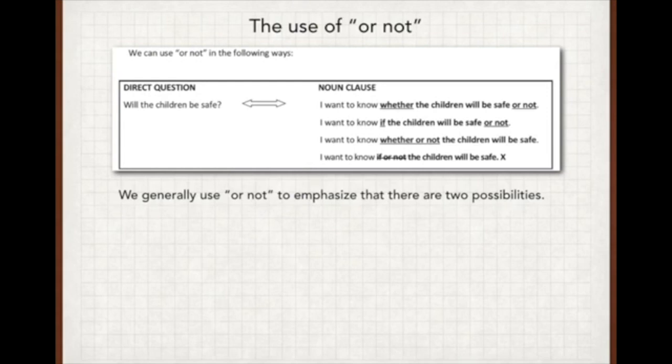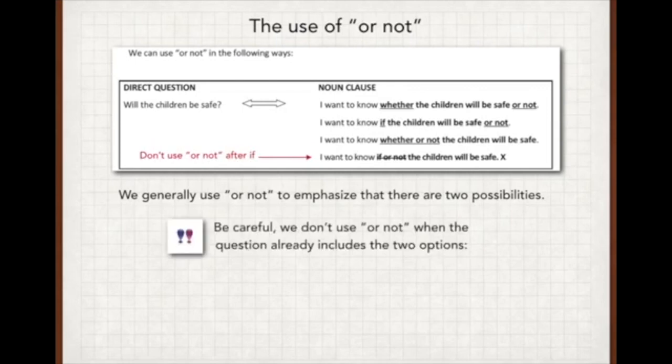Now, what is important is this: you cannot use or not after if. I want to know if or not the children, unfortunately, is not possible. So you can use whether, the sentence, and then or not. You can use if, the sentence, and or not. You can say whether or not, and then the sentence, but we cannot say if or not. So do not use or not after if.